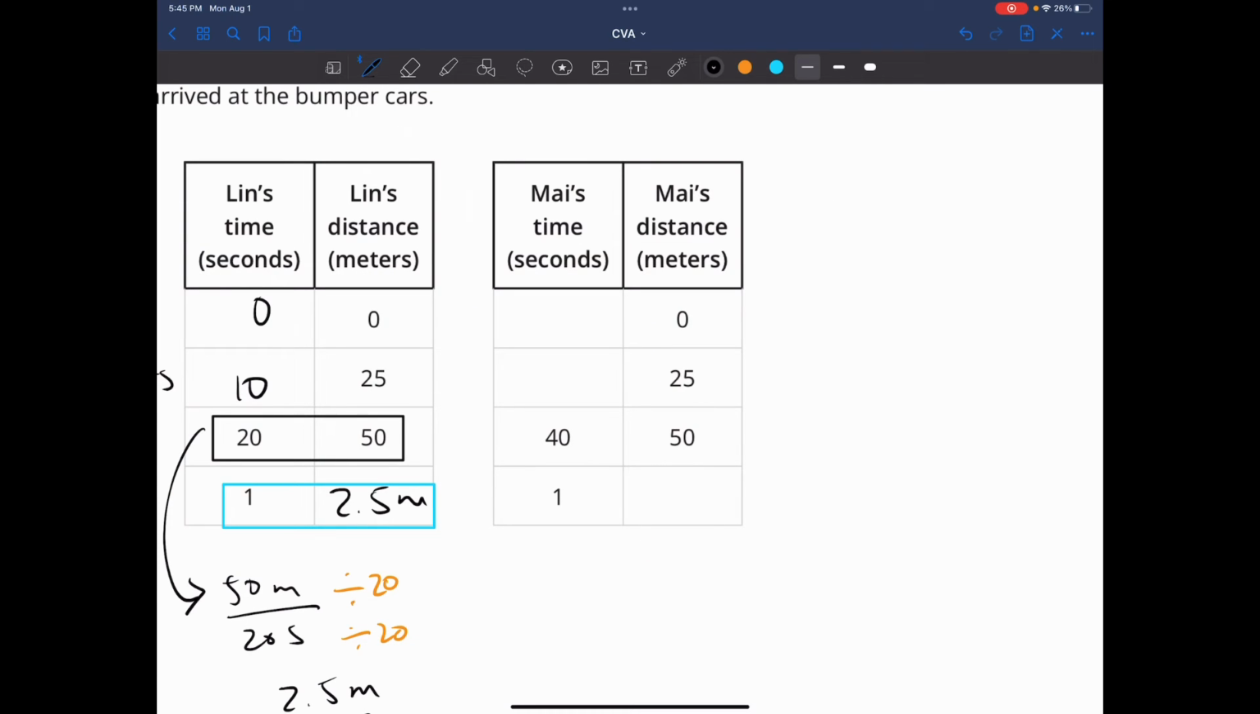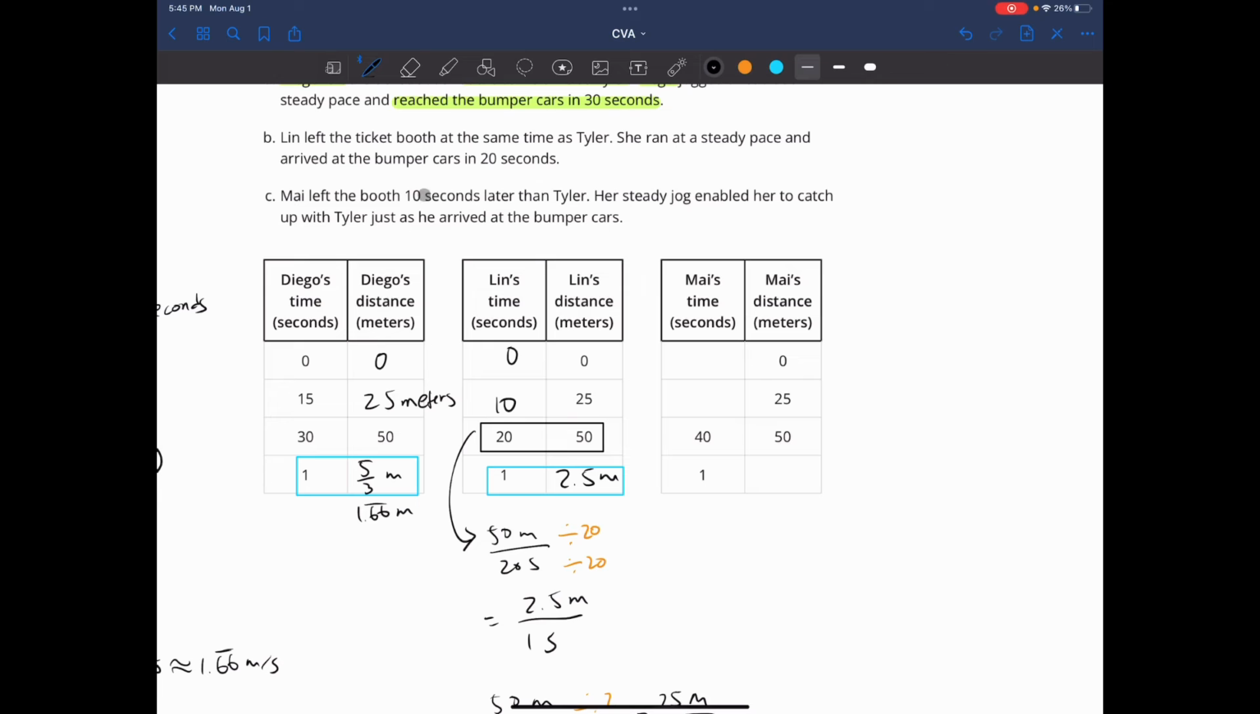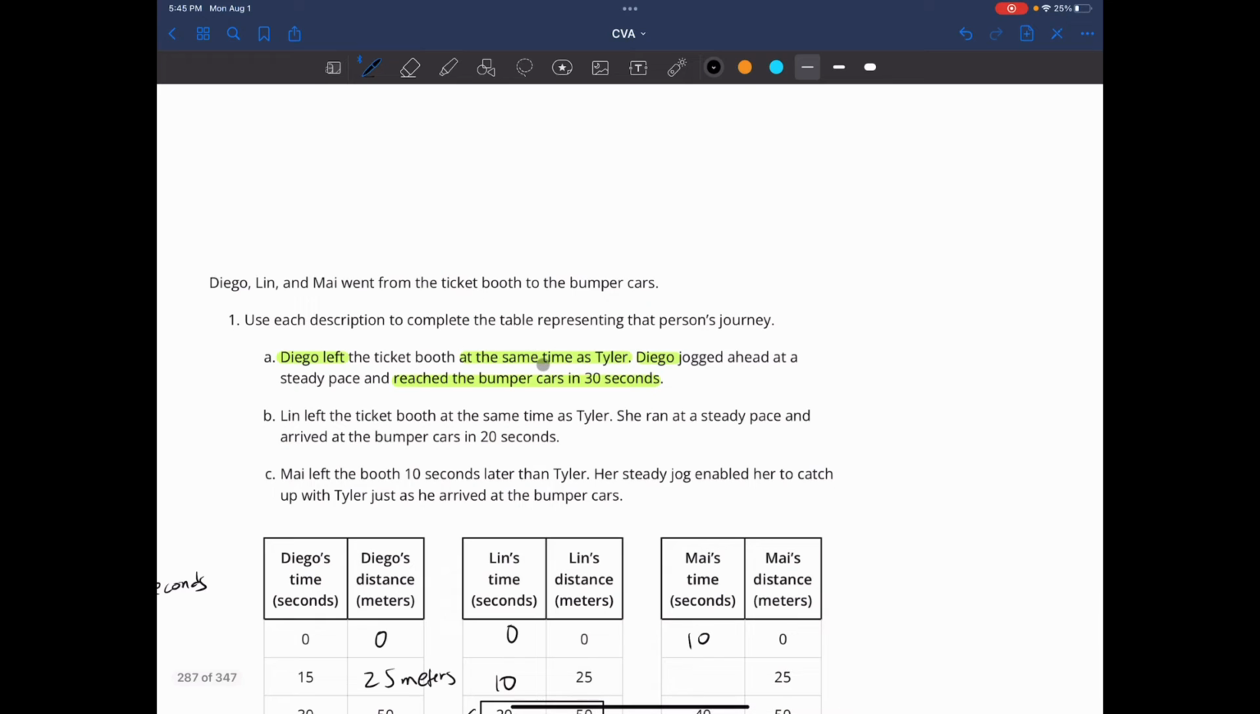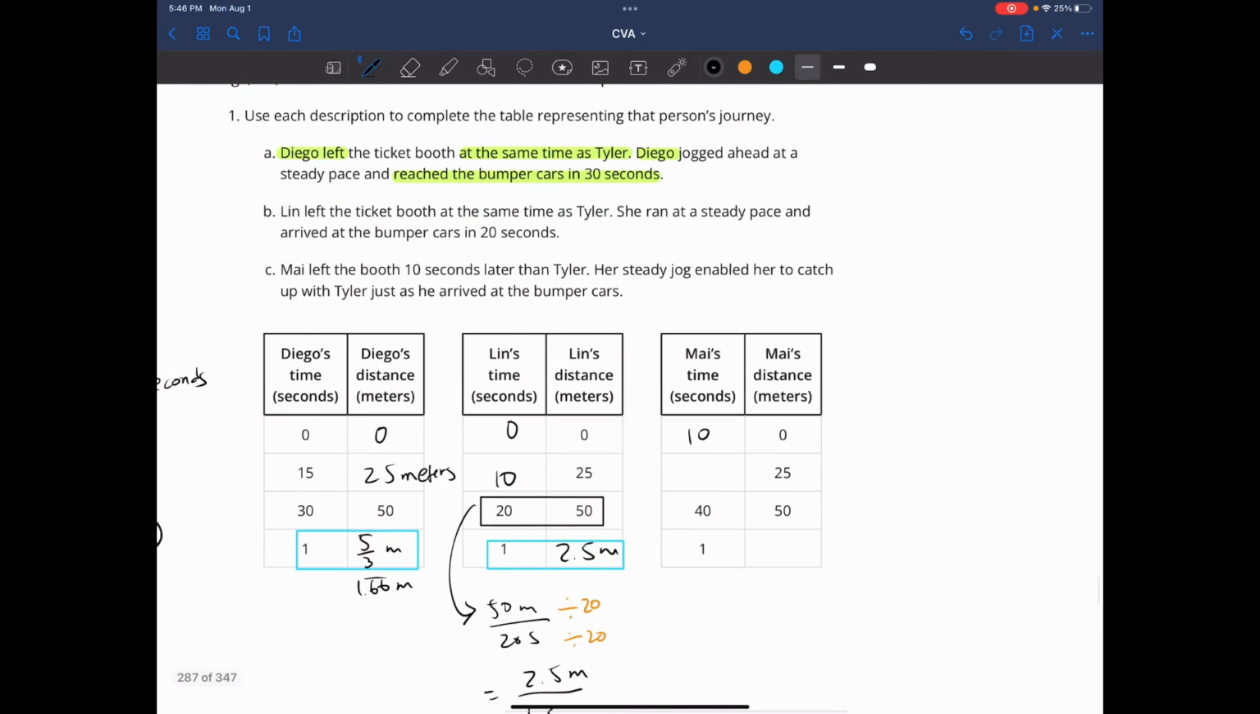So let's take a look at this problem right here. For Mai, she leaves 10 seconds later than Tyler. So it means that before we start counting her meters, we actually have to say that she started 10 seconds before that. That's something we have to be careful about, because for all of these ones, we started at 0 seconds. Even though it doesn't say so right here, Tyler starts at 0 minutes and at 0 meters. I don't know why the problem doesn't talk about that, but that's what it is.